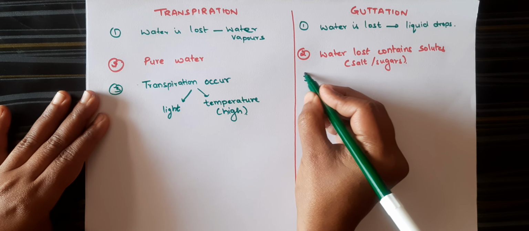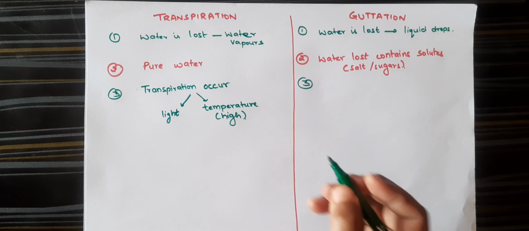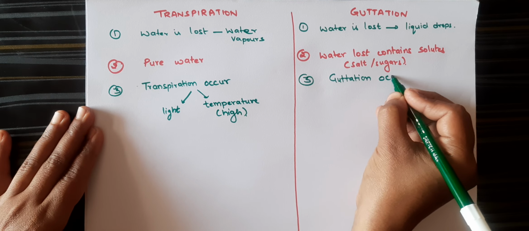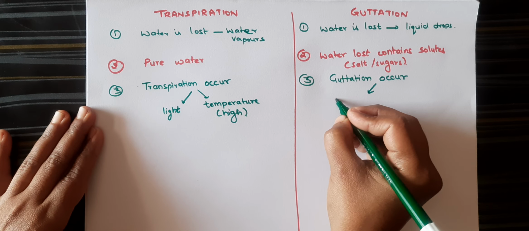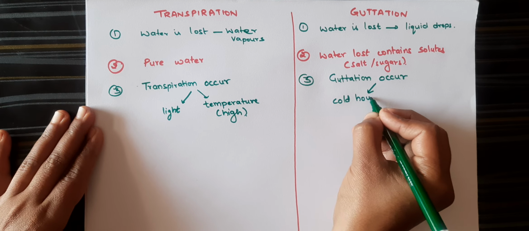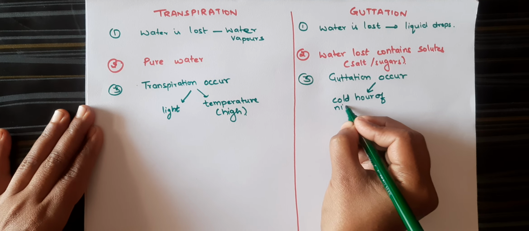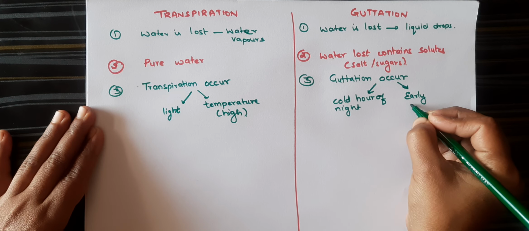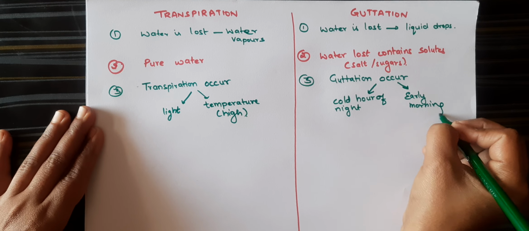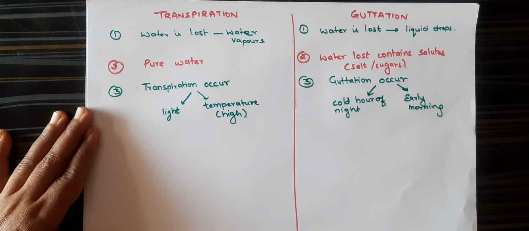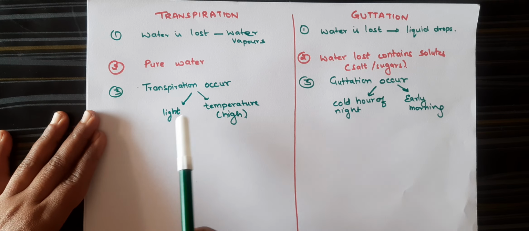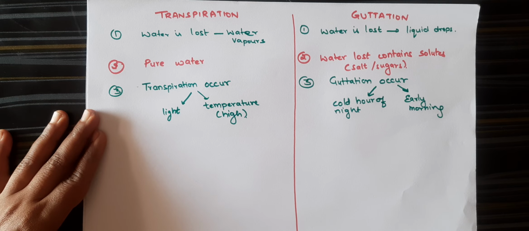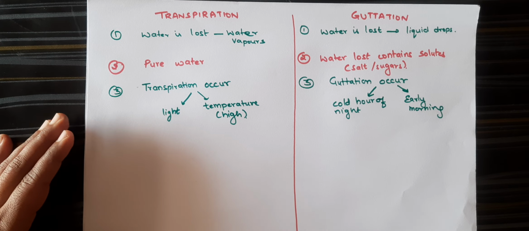For the guttation process, it will occur during the cold hours of night and early morning. So mostly in the night and early morning when the temperature is low, the process of guttation will occur. As the day proceeds and there is the presence of high light as well as the temperature starts increasing, then the process of transpiration will occur in the plants.